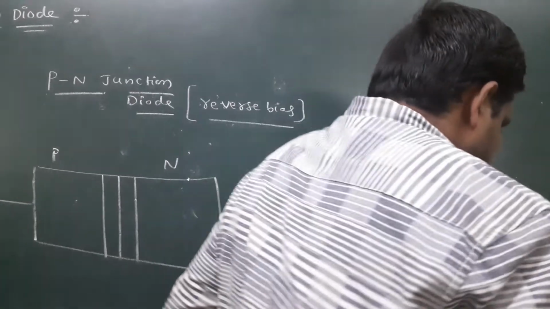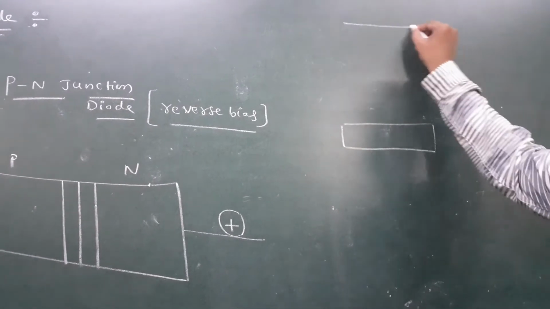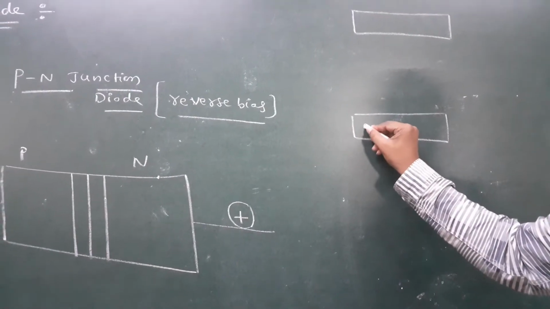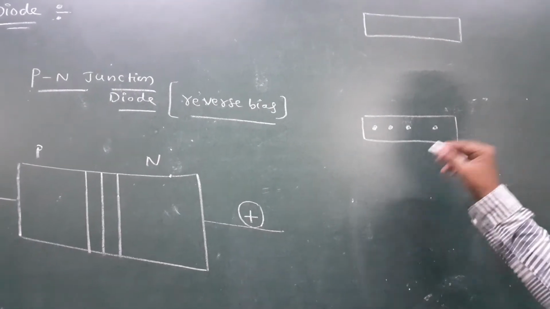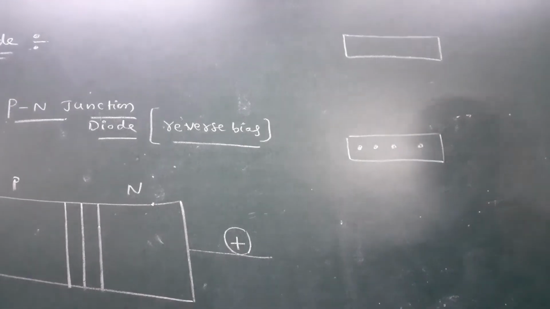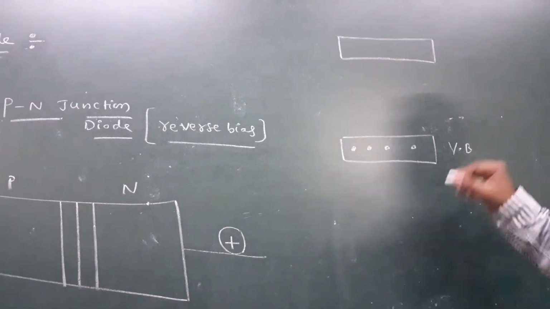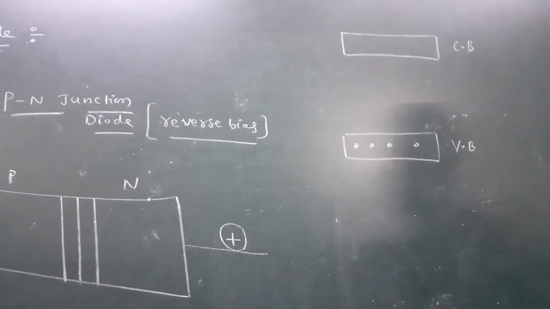Actually, in a semiconductor two bands are there. One is the valence band, the other is the conduction band. The valence band contains valence electrons. The conduction band has no electrons initially.